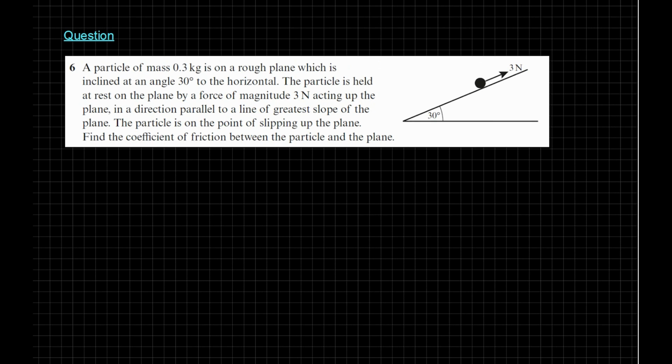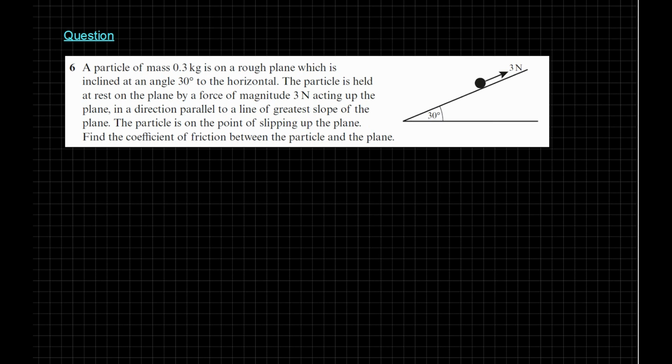Okay, question 6. You've got an object going up the plane. So just a hint for this, remember, right here, this is a key sentence. The particle is on the point of slipping up the plane. So again, if you're on the point of slipping, then that means not only are you in equilibrium, but the friction is equal to F max. Okay, it's reached the maximum possible friction. So it's in a limiting equilibrium.